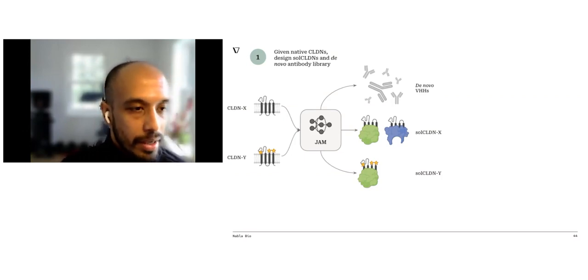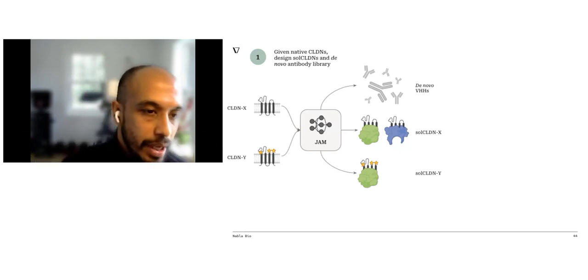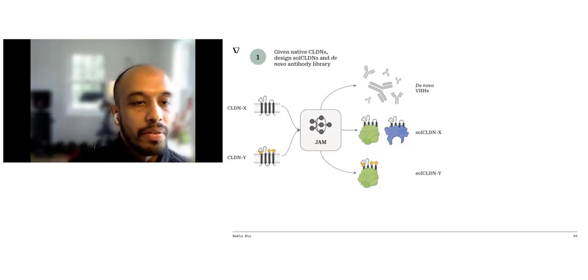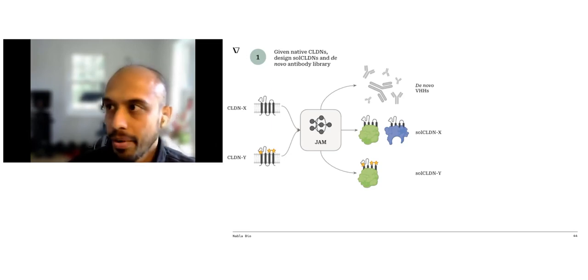So we took native Claudin X and native Claudin Y. These went into JAM separately. We used that to design a de novo VHH library against Claudin X. And we also used JAM to generate sol-claudin proxies of Claudin X and Claudin Y. So for sol-claudin X, we actually generated two different soluble proxies. I'll get to why that's important in a bit.